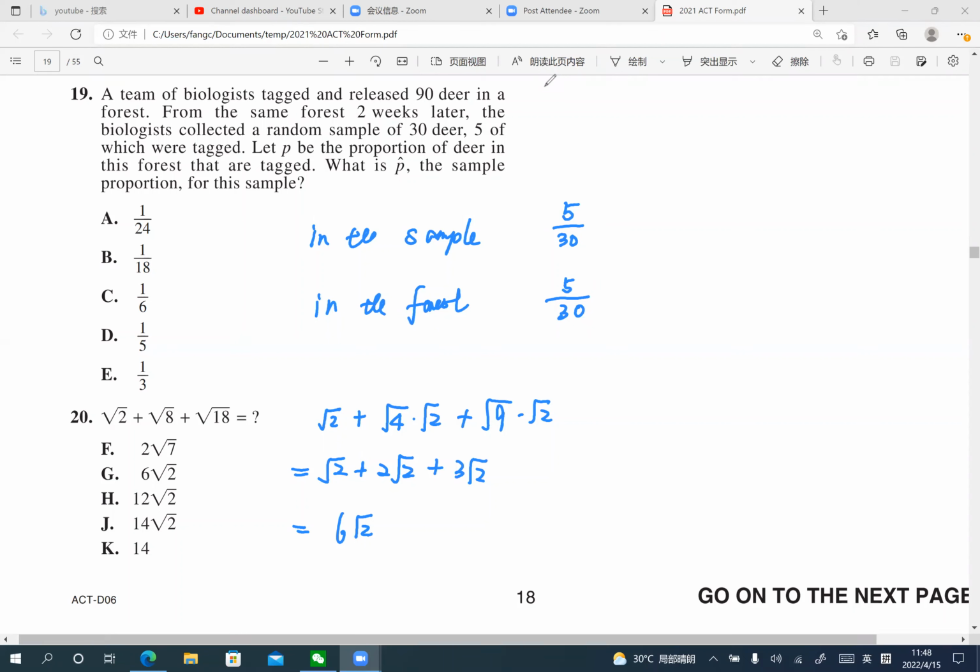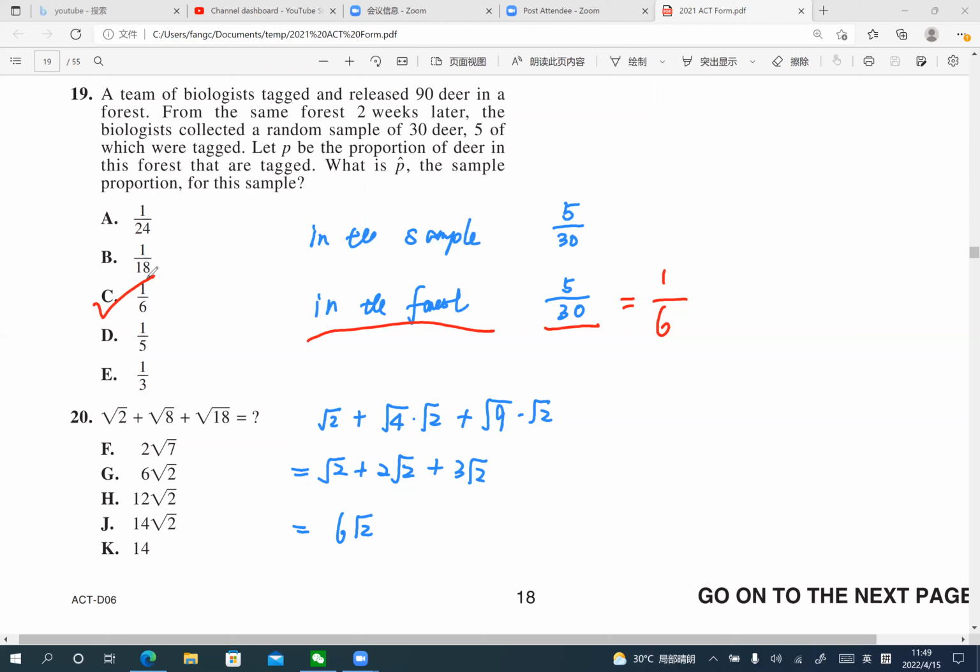From the question, we can tell in the sample, of every 30 deer, five were tagged. So we can expect in the whole forest, the proportion is the same. Every 30 deer, 5 of them were tagged. So 5 divided by 30, after we simplify, we get 1 divided by 6. So we should choose option C.